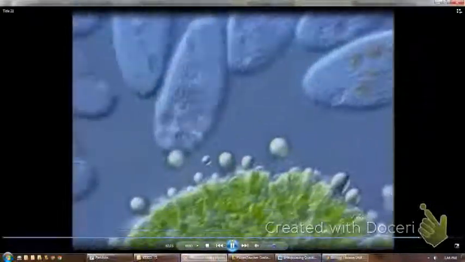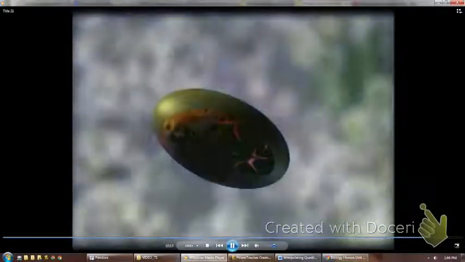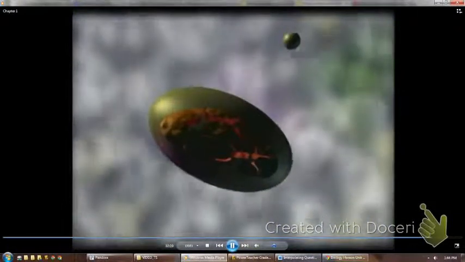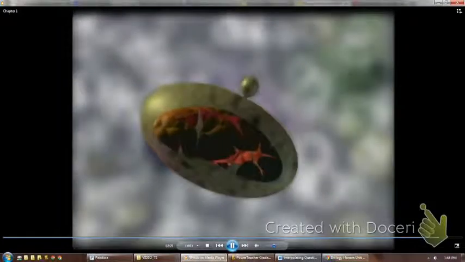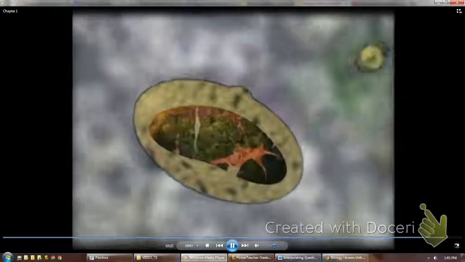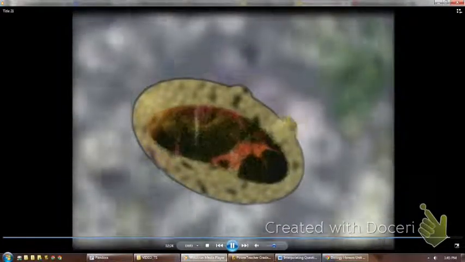But in all cells, lysosomes break down cell organelles that wear out. So this happens in your cells too. When organelles lose their function or don't work anymore, they get broken down.